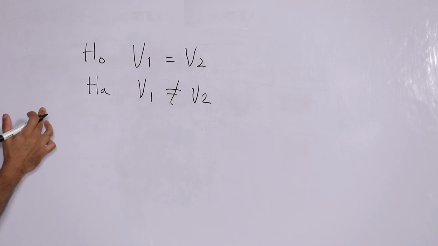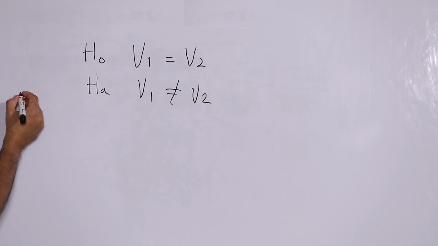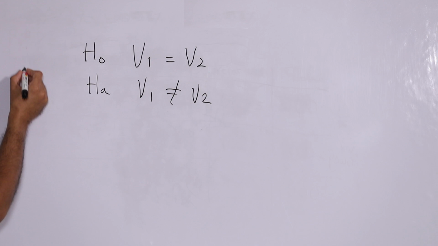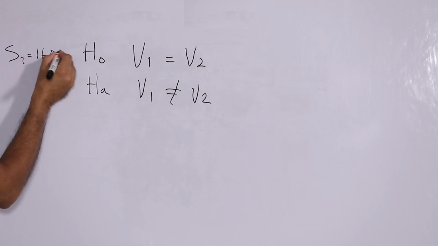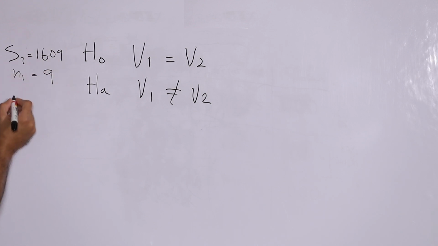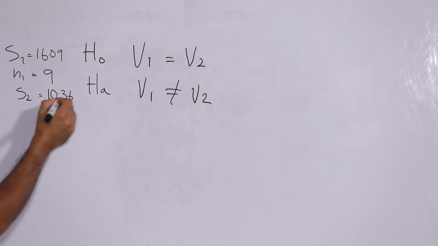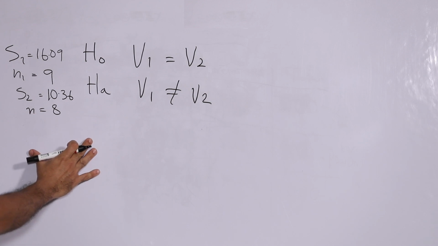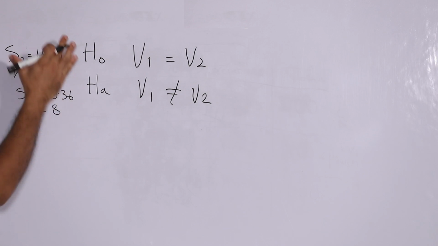For the F test, we need to calculate an F ratio, that is a requisite. So we know that the standard deviation for the first group, S1, is equal to 16.09, while N1 is equal to 9, and for the second group, the standard deviation S2 is equal to 10.36, while its N is equal to 8. So now let us calculate the F ratio from these given values.